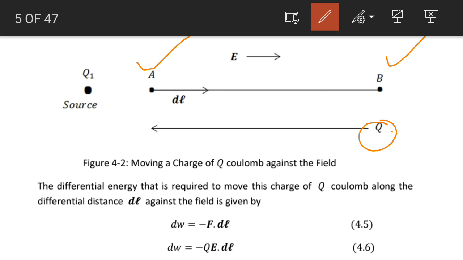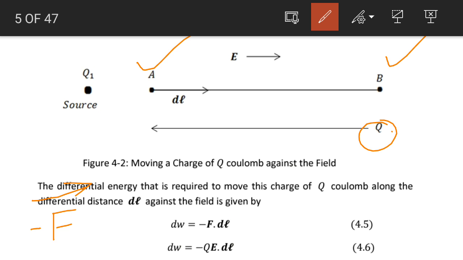So the force which will be required to move the charge of Q Coulomb from the initial position B to the final position A against the field will be equal to minus F. Now this force must be equal to the electric force which has already been discussed, and this force must be in the opposite direction of the electric force.